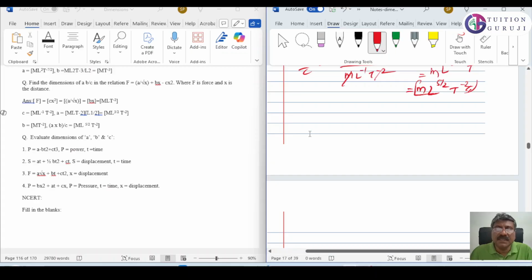Next one. Evaluate A, B, C in P is equal to A plus BT square plus CT cube, where P is power and T is time. Second question is actually S is equal to AT plus half BT square plus CT, where S is displacement, T is time. Third question, F is equal to A root X plus P T plus CT square, where X is displacement. Then P is equal to B square plus AT plus CX, where P is pressure and T is time and X displacement.